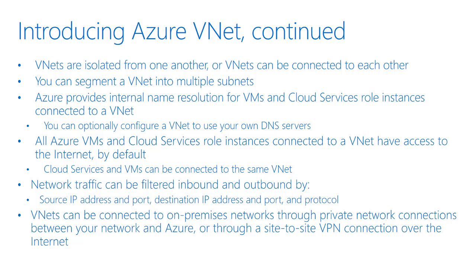VM and cloud services role instances: network traffic can be filtered inbound and outbound by source IP address and port, destination IP address and port, and protocol, as I said before. And you can optionally override Azure's default routing by configuring your own routes, or by using Border Gateway Protocol, BGP routes, through a network gateway.